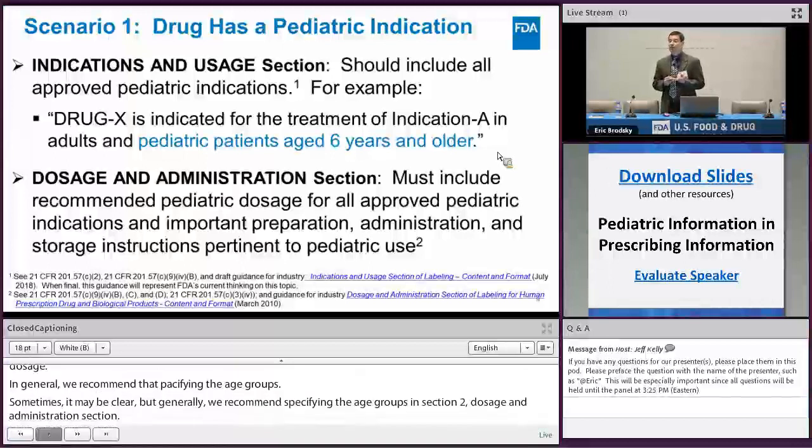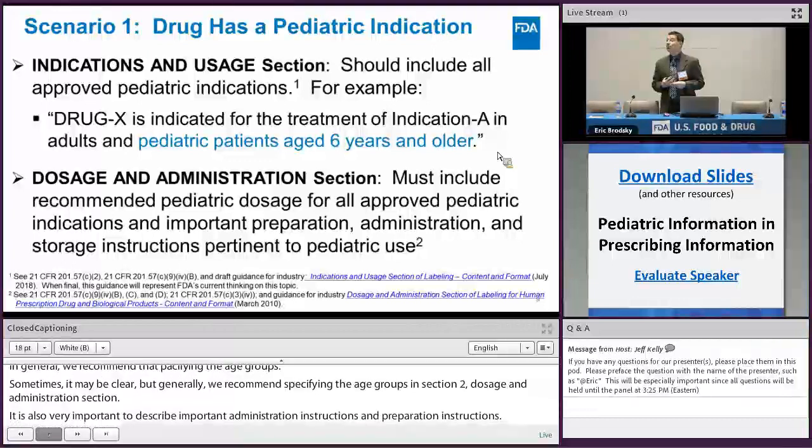For example, if you have a lyophilized powder that needs to be reconstituted, or you have a product that needs to be further diluted, and there are special considerations in pediatric patients, those must be included in section 2. Additionally, let's say you have a reconstituted lyophilized powder, and you're trying to store that reconstituted product, you want to specify the storage conditions specific to the pediatric dosage form in section 2.